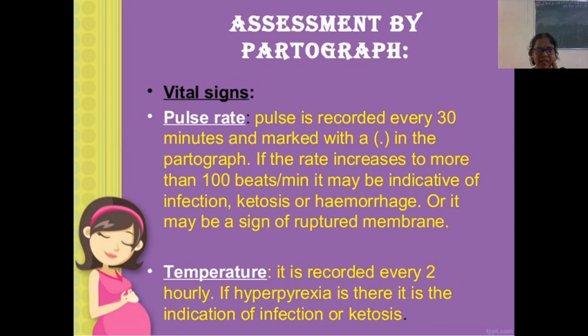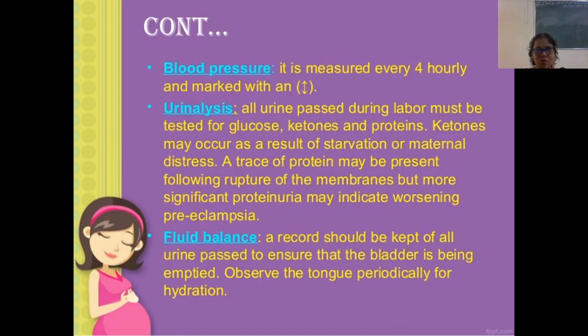Yesterday we have seen clearly. I have told you in the previous video what is partograph and how to record in partograph. So vital signs like pulse rate and temperature must be recorded, then blood pressure, urine analysis and fluid balance also should be observed and recorded in the partogram.